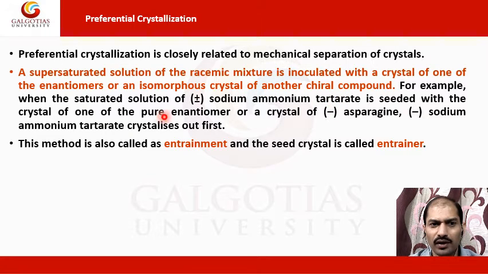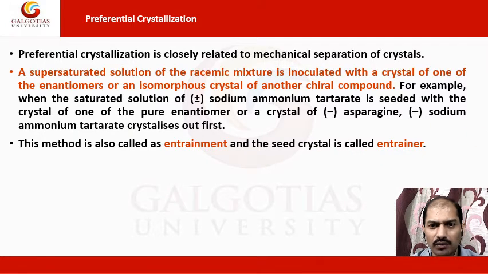For example, when a saturated solution of sodium ammonium tartrate is seeded with a crystal of one of the pure enantiomers, sodium ammonium tartrate crystals out first. This method is called entrainment, and the seed crystal is called the entrainer.